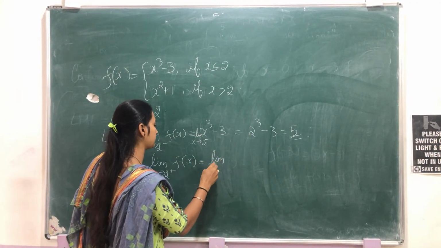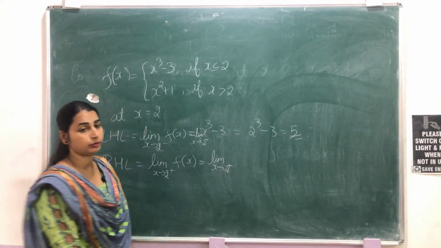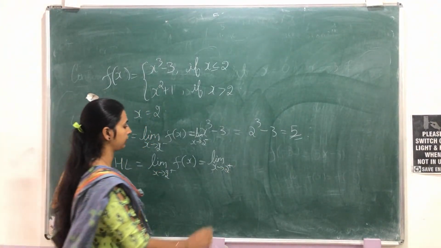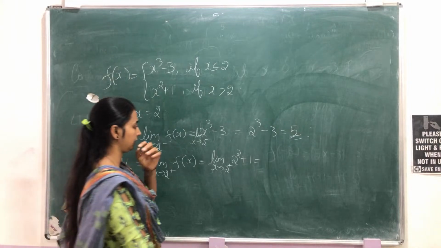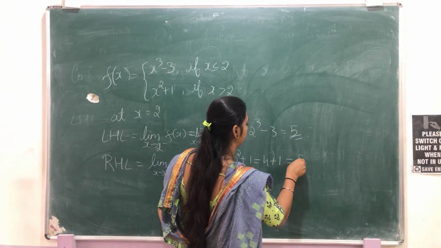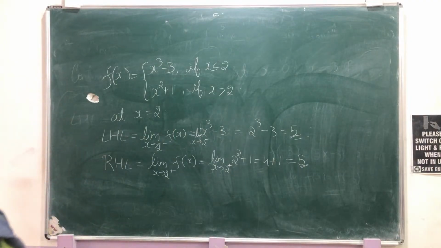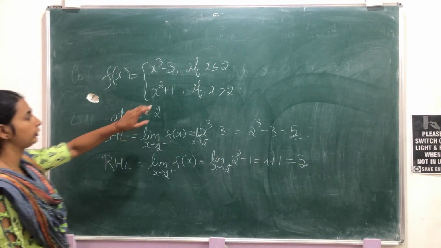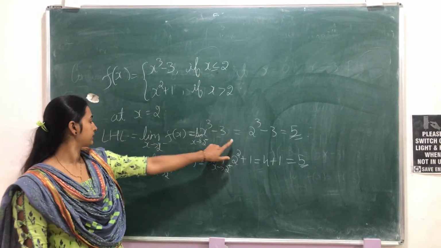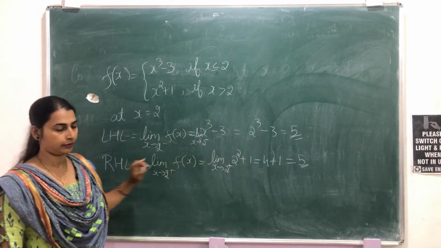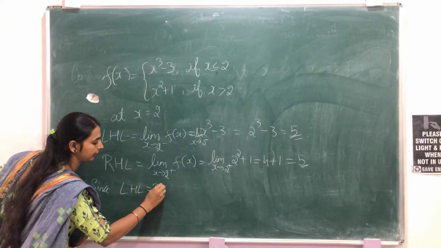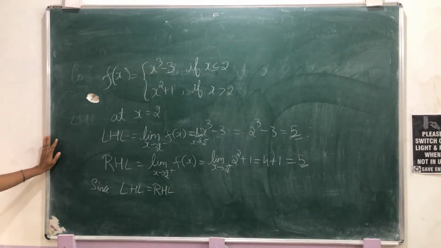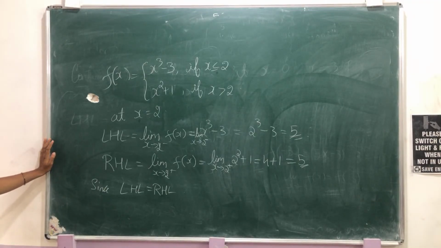Limit x tends to 2 plus. What will be for greater than 2? X square plus 1. So, it is 2 square plus 1. What is 2 square? 4 plus 1, which is nothing but 5. Whether it is same, whether left hand limit equal to right hand limit. Now value at that point, what you will get when x equal to 2? Same as this. Therefore, since left hand limit equal to right hand limit, the function f of x is what? Continuous or discontinuous? Continuous at x equal to 2.